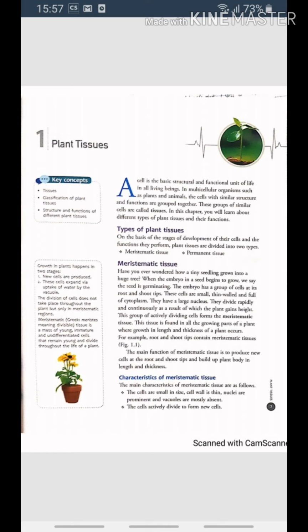This tissue consists of epidermis that forms the outer protecting covering of the plant and protects it from external influence. The second one is supporting tissue. This tissue comprises the bulk of the plant body and provides support to it. It is of three types: parenchyma, collenchyma, and the third one is sclerenchyma.